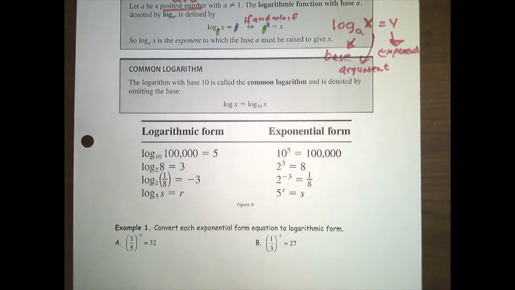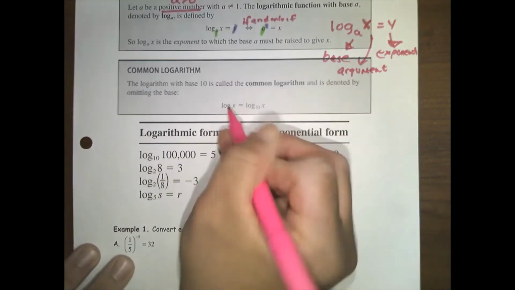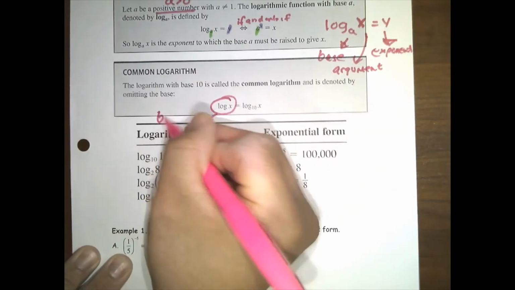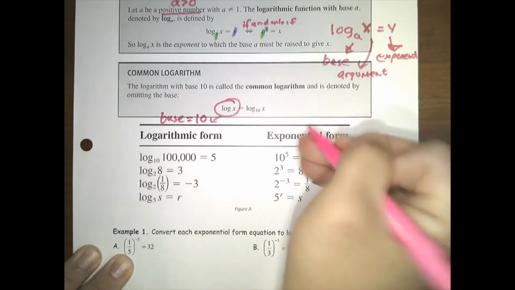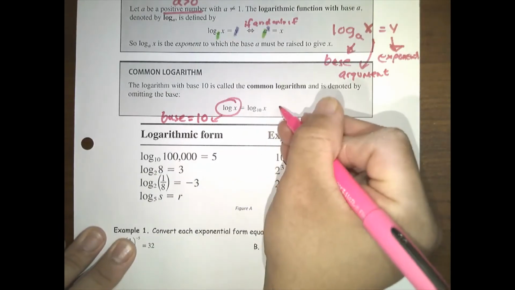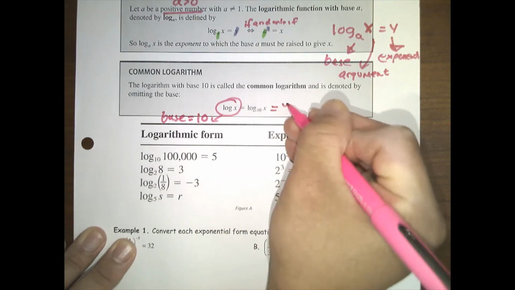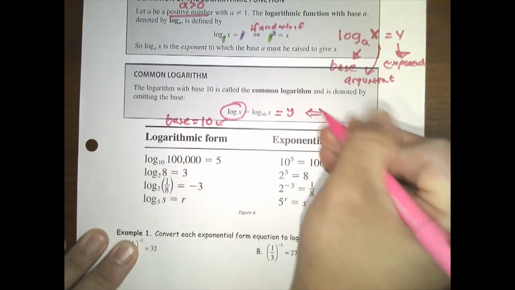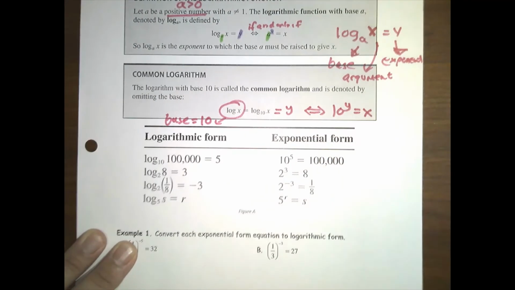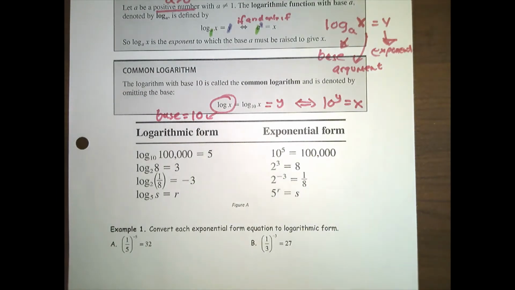But the logarithm with base 10 is called the common logarithm and is denoted by omitting the base. So if you see a log written without a base, then it is just base 10. So this just means that the base is equal to 10. In other words, if you called this some letter like y because you don't know what it is, then that would be the same as 10 to the y power equals whatever x would be. That's the argument of the log.